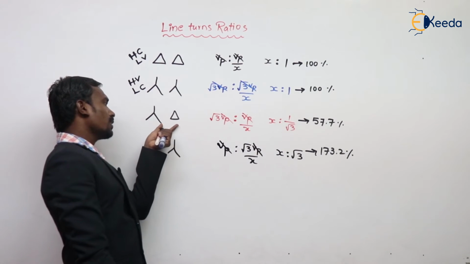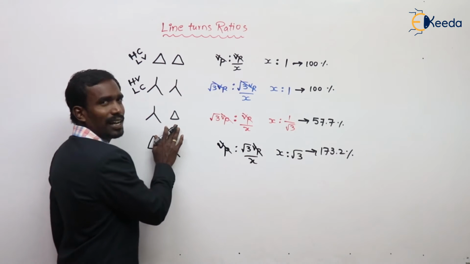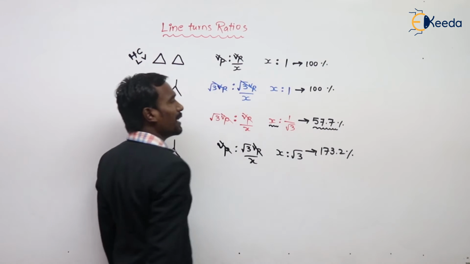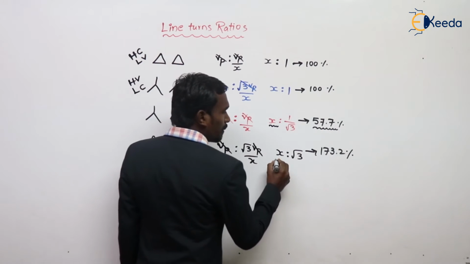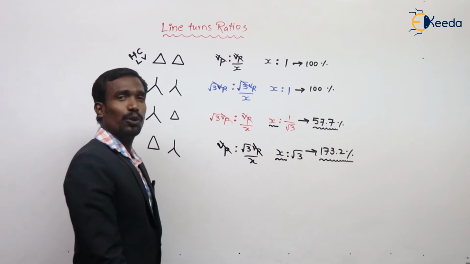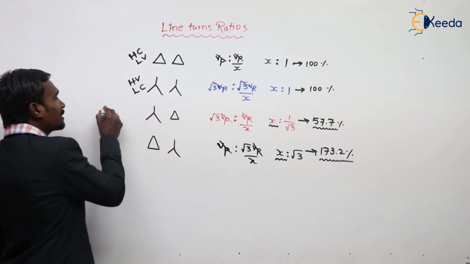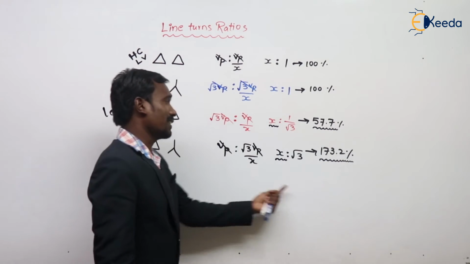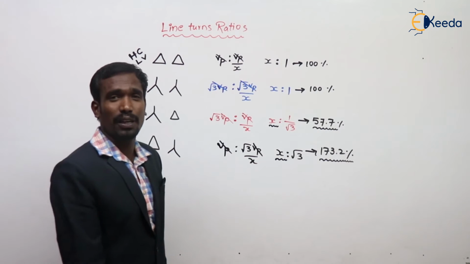Now we have to discuss star-delta and delta-star. Generally, in star-delta, for the same number of phase turns, it produces only 57.7% of the voltage. But in delta-star, for the same number of phase turns, it produces 173.2% of the voltage. So star-delta produces the least EMF for the same number of phase turns, and delta-star produces the highest EMF.